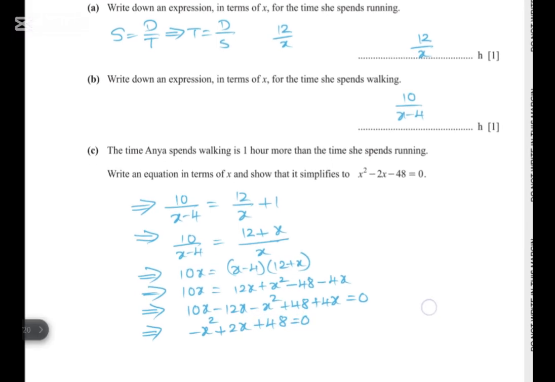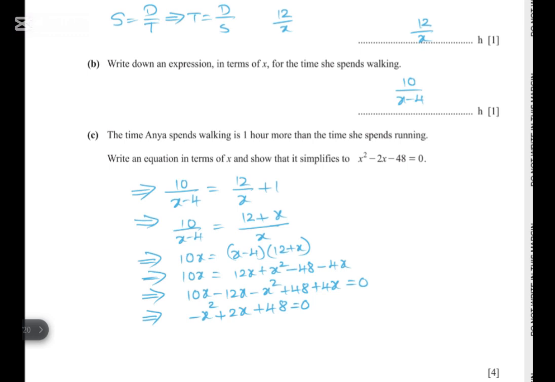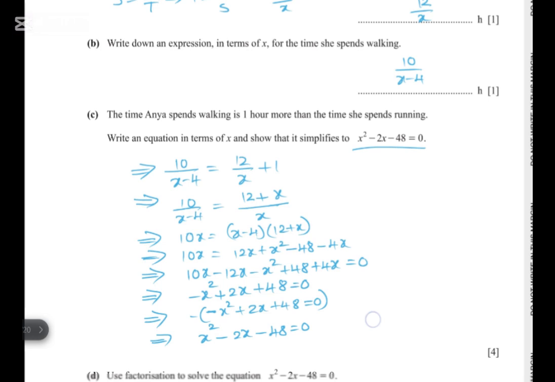Now whenever you write a quadratic equation, the minus sign in the first term can be removed by multiplying the whole expression by minus 1. So when I multiply the whole expression by minus 1 to remove that sign, what will be the first term? Minus into minus is plus x square, minus into plus 2x is minus 2x, minus into plus 48 is minus 48. So we got the expression which they gave us. Question number C is done.